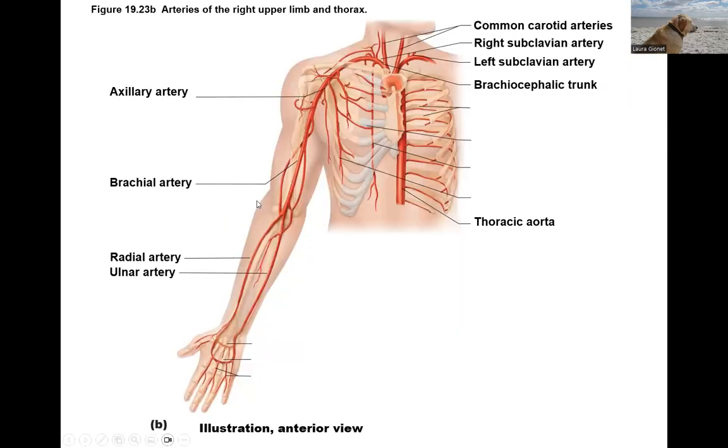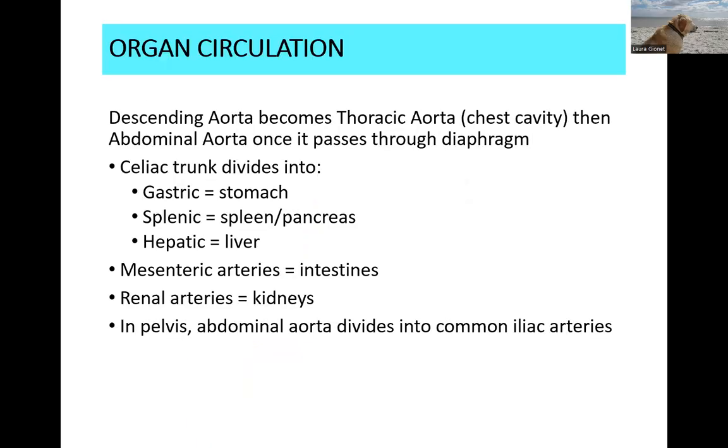All right, so here we can follow those diagrams, and you can follow that on your own: axillary, brachial, radial, and radial and ulnar. Right, organ circulation, as the descending aorta becomes the thoracic aorta, and then the abdominal aorta passes through the diaphragm, and now we have the abdominal aorta, large vessel, left-hand side.